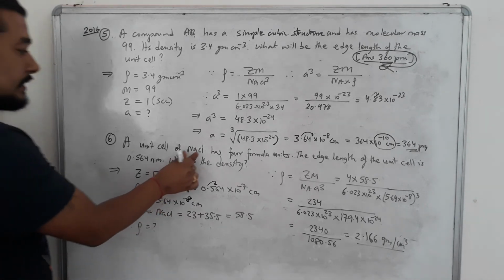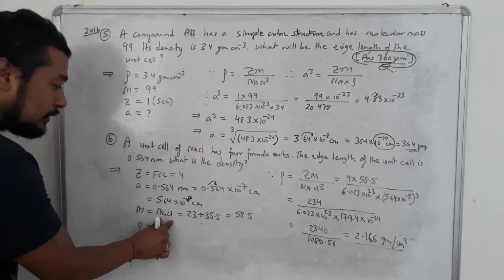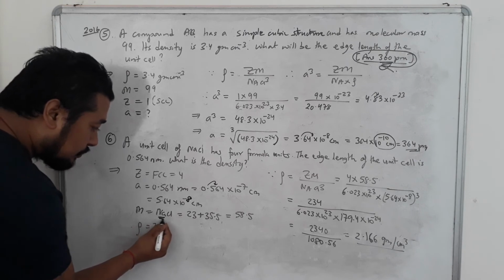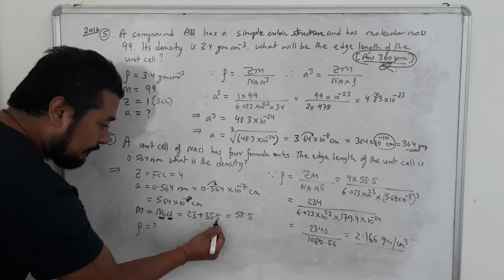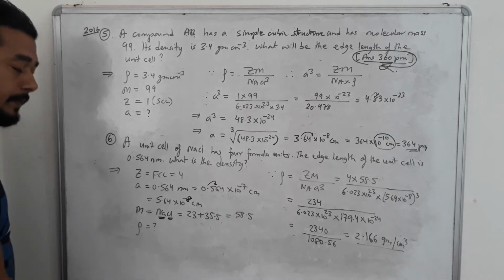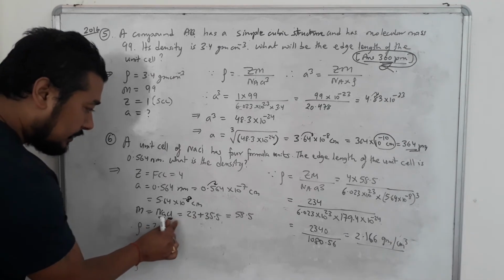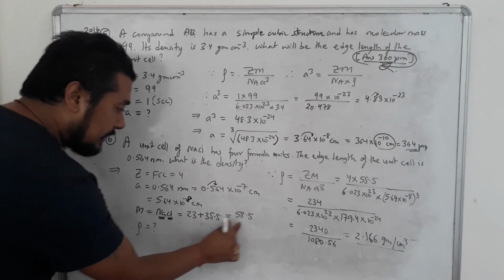Now molecular mass, because NaCl is a compound. So how to find molecular mass? You should remember that sodium is 23, chlorine is 35.5. Sometimes atomic mass will not be given. So you should remember sodium as 23 and chlorine as 35.5. When you add, you get 58.5.